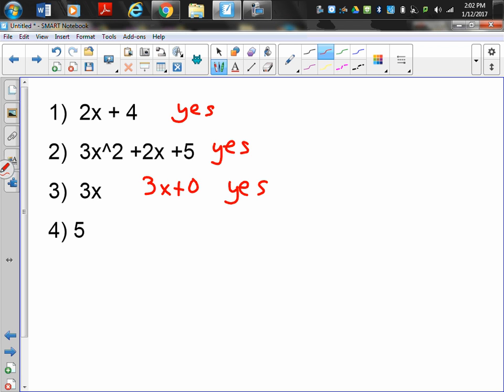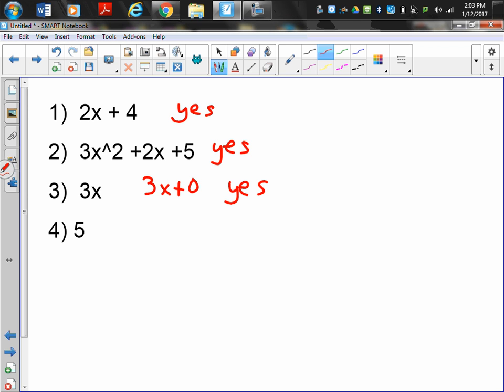Alright, now the next one. This is the one that caused some confusion. Just the number 5. Does it have a negative exponent? No. Is there anything going to cause you to multiply or divide by 0, Desmond? Is there anything going to cause me to divide by 0 on problem number 5 or 4? No. So it has to be a polynomial.